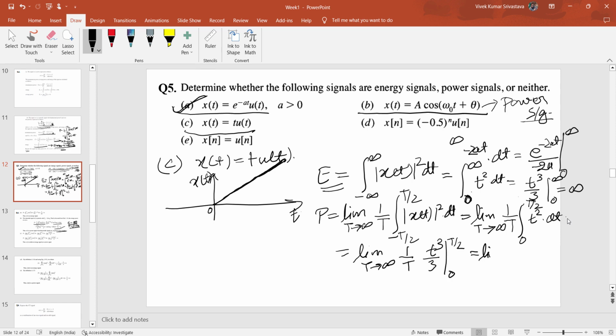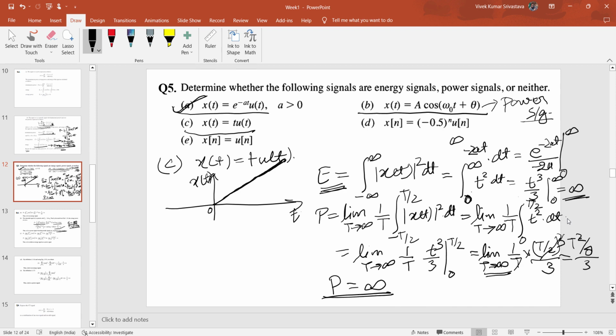So from here we can calculate limit t tends to infinite 1 by t into t by 2 cube by 3. Okay, so from this numerator and denominator we will cut this capital T, and this will be equals to t square by 8 by 3. Okay, and now once we put this limit, that is t tends to infinite, power will be equals to infinite. So from here we can see that energy is infinite as well as power is infinite here.